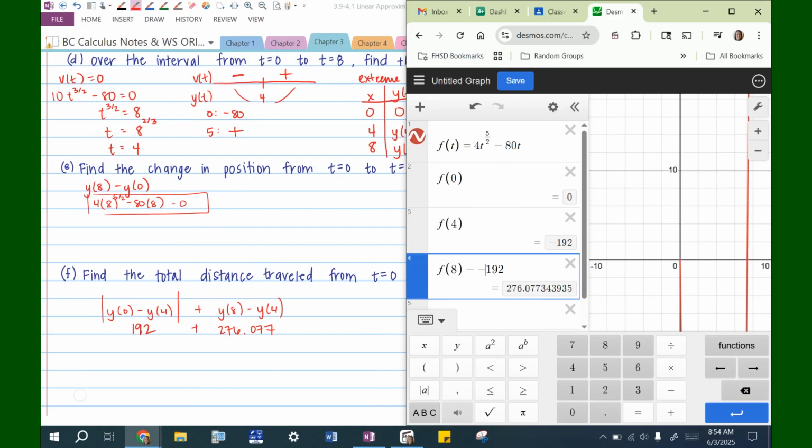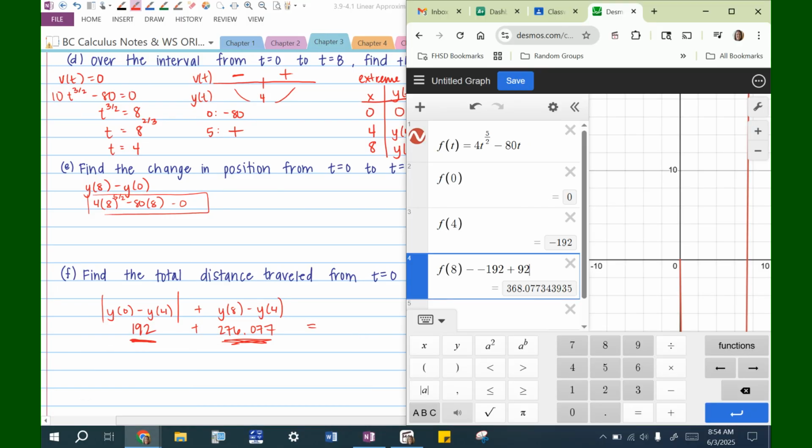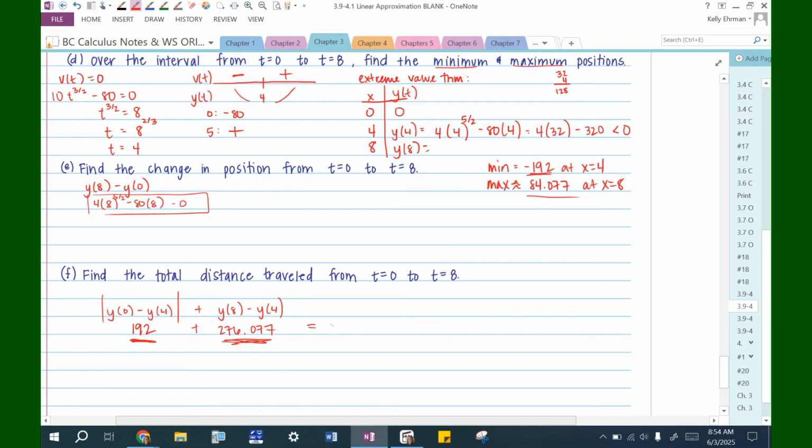I'm leaving that on my screen, and taking that value and I am adding another 192. So total distance traveled is this distance that it decreased plus the distance that it increased, which is a total of 368.077.